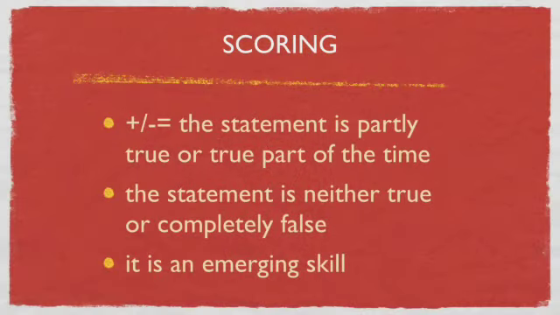The plus minuses mean that the statement is neither totally true nor totally false. It represents an emerging skill. It could be true part of the time, but it is neither completely true nor completely false. As I said, it is an emerging skill. And in my opinion, we have to have a place, a score that gives us that kind of emerging information.